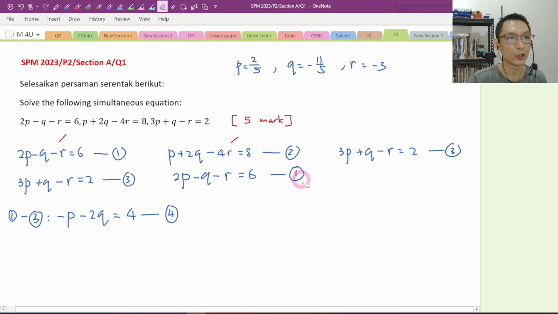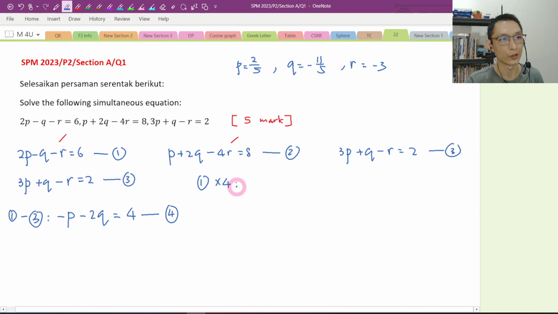So what I'm going to do, I'm going to take the first equation times 4. Why? Because I want to change this to become 4r. So every single term here will multiply by 4. So this is 8p minus 4q minus 4r is equal to 24. Okay, then let me copy this one again.